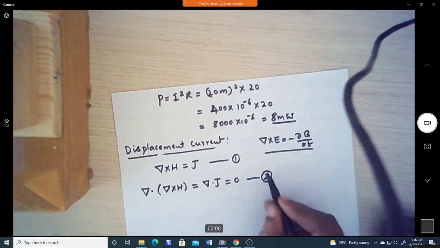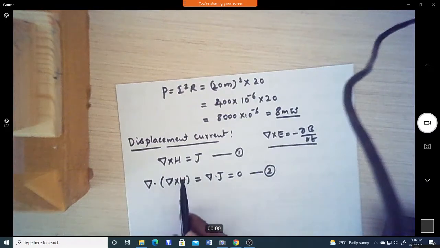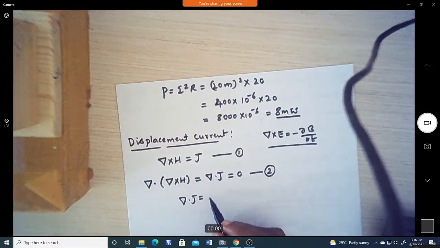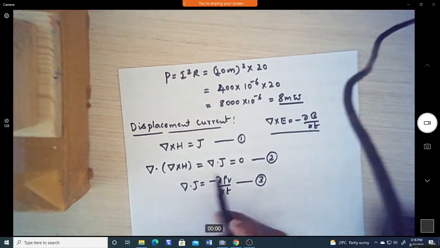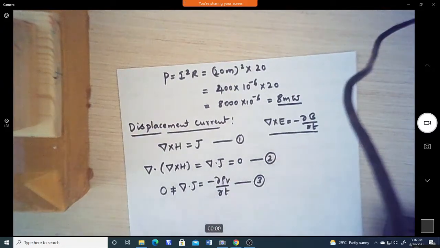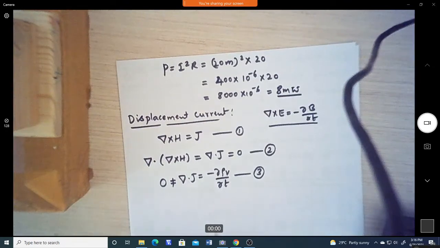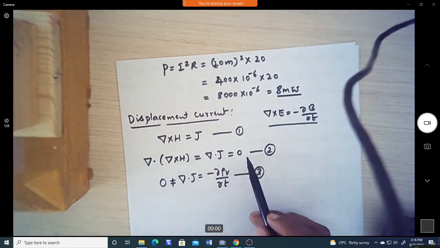Let us take this equation 2. If I put 0 because of the divergence of the curl of a vector, but we know del dot J, in terms of the volume charge density, is nothing but minus del rho V by del T. This is from the continuity equation, which we have already derived. Now since this is not equal to 0, that equation is invalid. So we need to modify the equation so that the divergence of the curl of a vector becomes equal to 0.